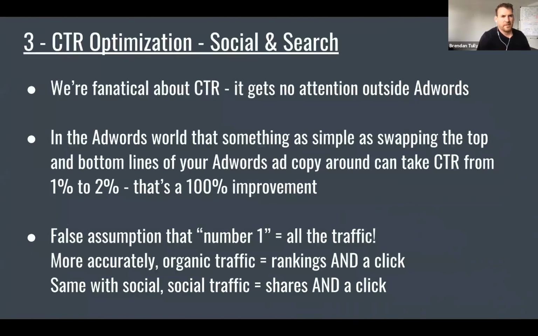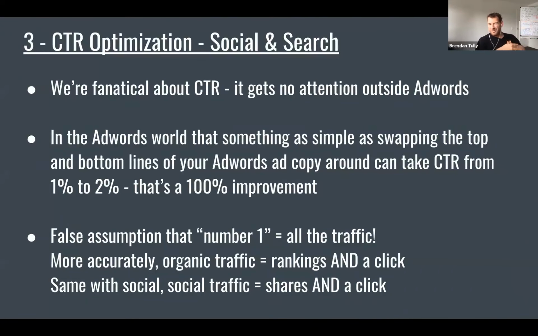All right. Okay, let's talk about this one, click-through rate optimization, CTR optimization. This is something we're super fanatical about and it doesn't really get any attention outside of AdWords. In the AdWords space, a big part of search advertising is all about improving click-through rate, and even simple changes like swapping the top and bottom lines of a search ad can double the click-through rate. So that's a 100% improvement. Same ad copy, you just change the order. And simple things like capitalizing the start of words also increase the click-through rate.